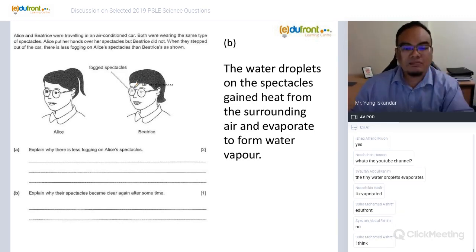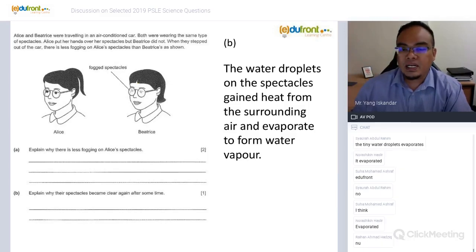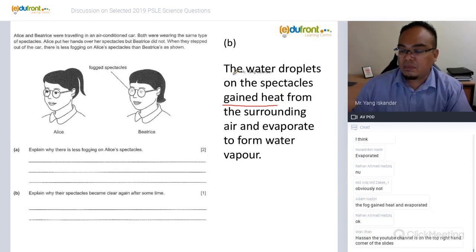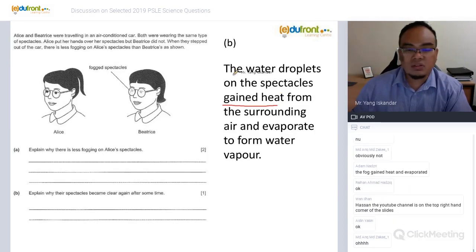Because it has evaporated. Why did it evaporate? You need to mention the concept of heat gain. The water droplets on the spectacles gain heat from the surrounding air and evaporate to form water vapor. So take note of the answer. You need to be comprehensive with your answer. If not, you will lose marks.